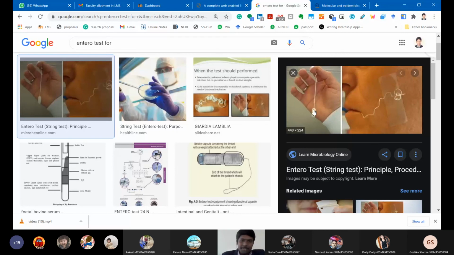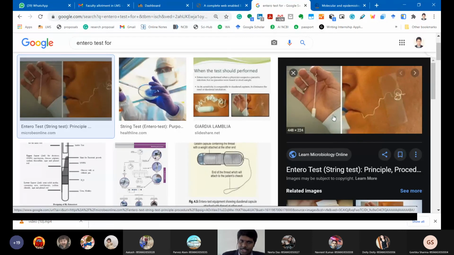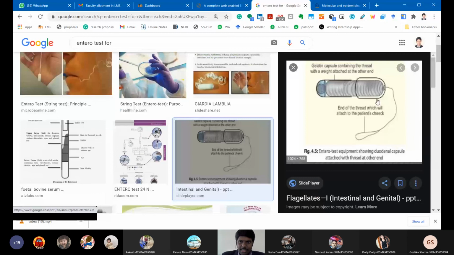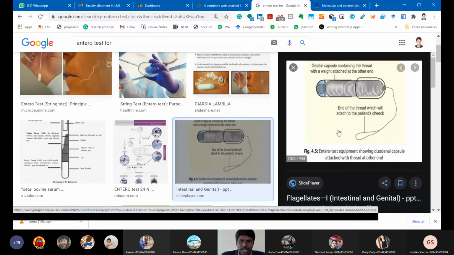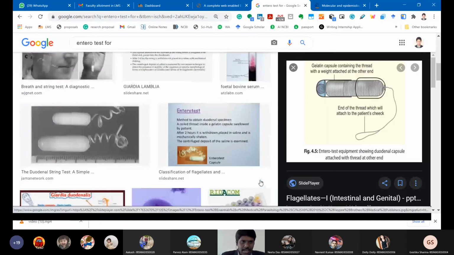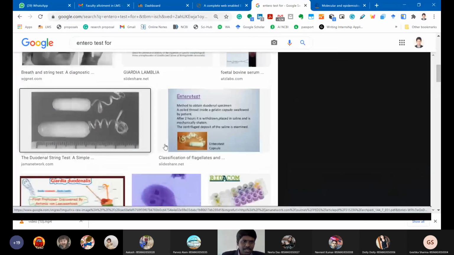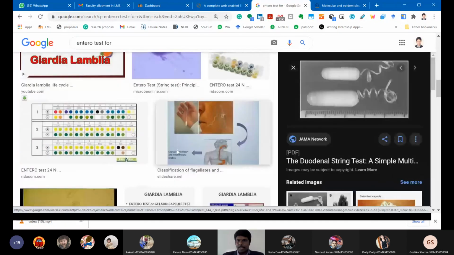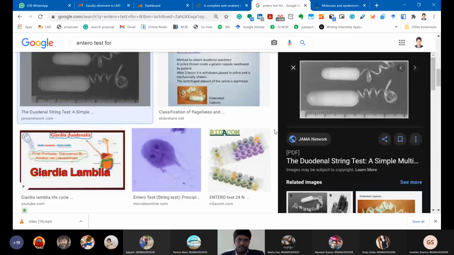capsule. Inside the capsule there is a thread, and it will go inside the patient, and we will wait for 2 hours. After 2 hours, we will suspend this in a test tube, and we will go for detection of trophozoites of Giardia lamblia. This particular test is called the Entero test. This is the capsule, and it contains a thread inside. This is the Entero test for detection of Giardia lamblia.